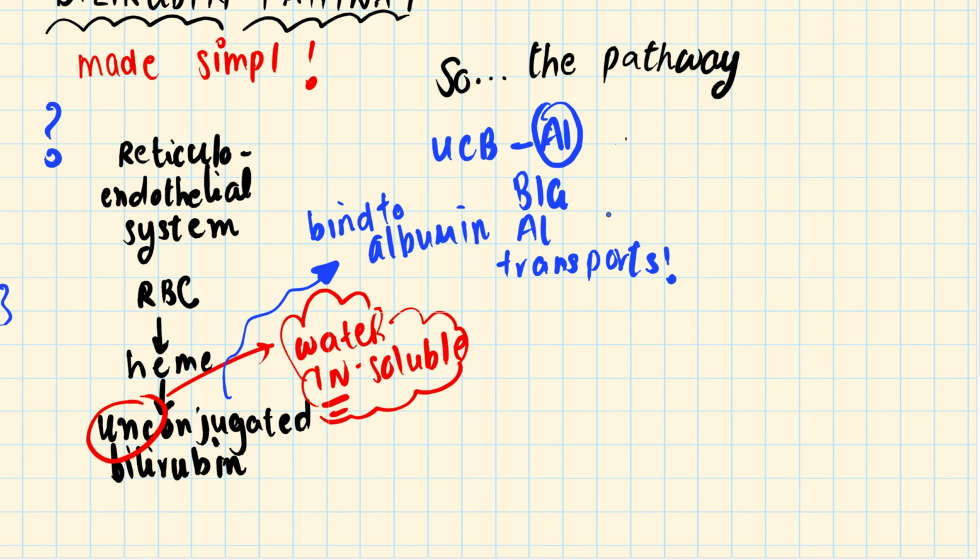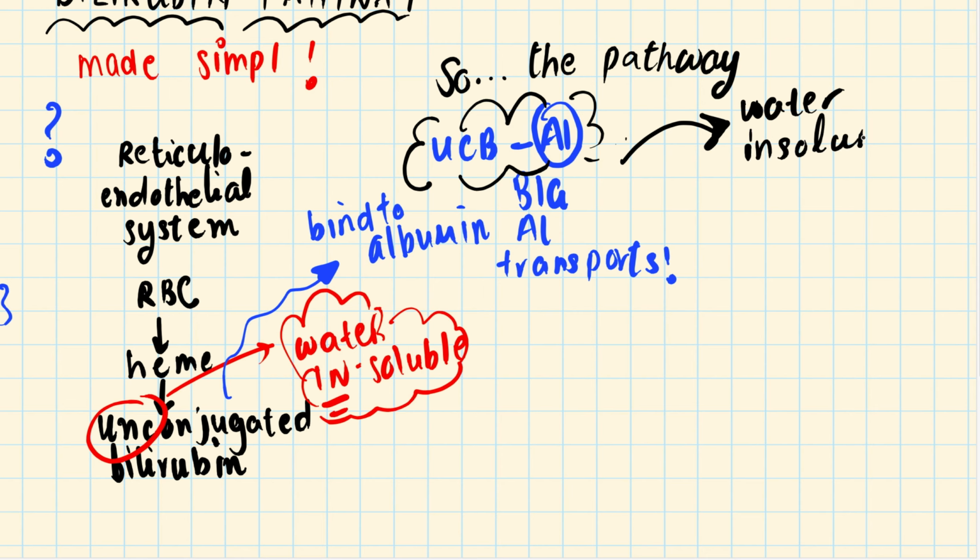It's having a hard time. Albumin is going to then be the car, the vehicle, the Uber. It's going to be the Uber for unconjugated bilirubin. And that will then allow albumin to take unconjugated bilirubin to the liver.